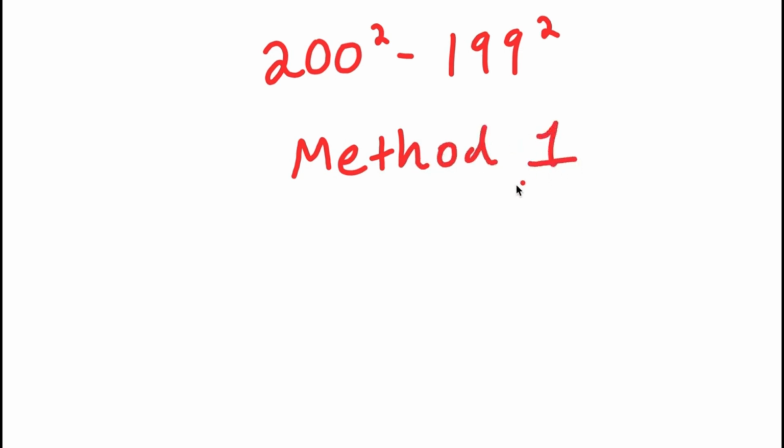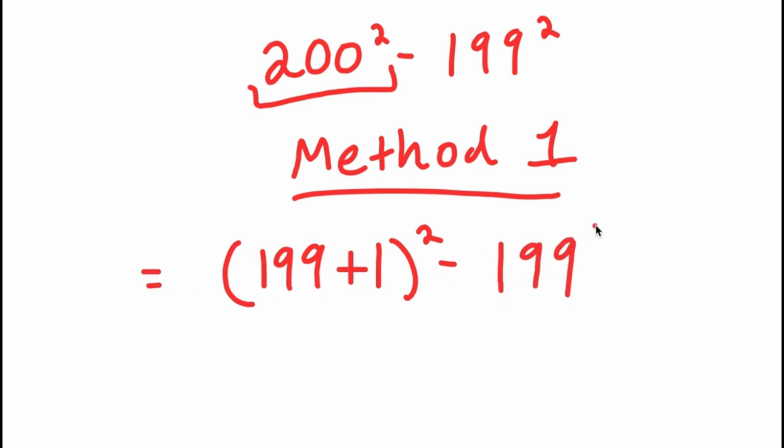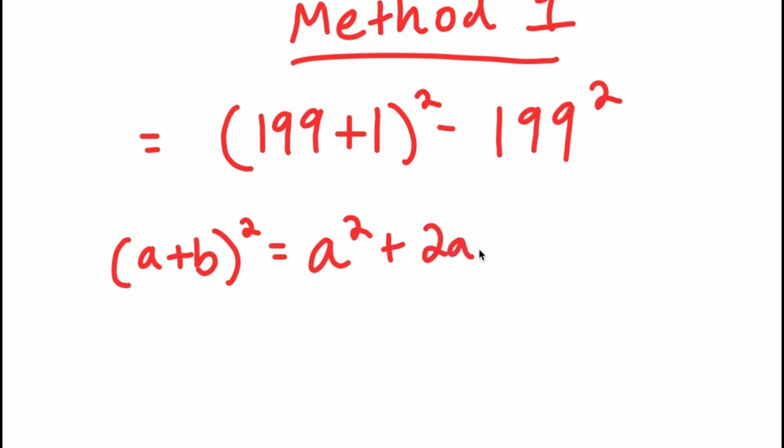So for method number one, what I'm going to do is rewrite 200 squared as 199 plus 1 squared. So now I have 199 plus 1 squared minus 199 squared. And if I have something in the form a plus b squared, this is equal to a squared plus 2ab plus b squared.